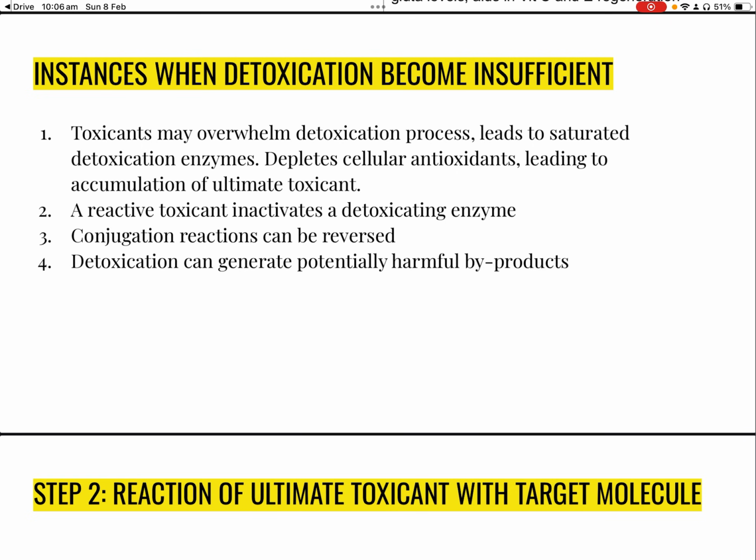Conjugation reactions can be reversed. Detoxification can generate potentially harmful byproducts.